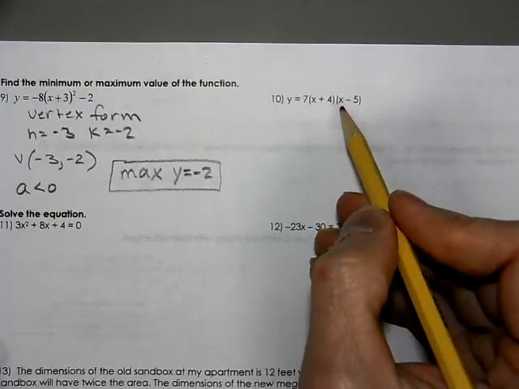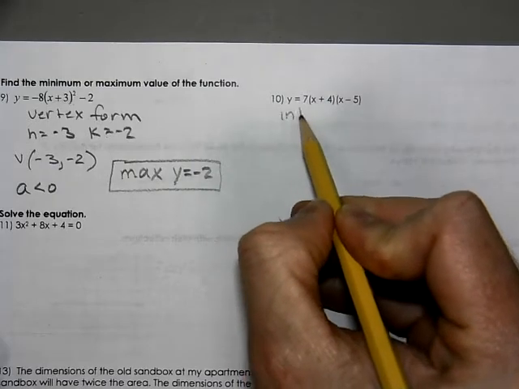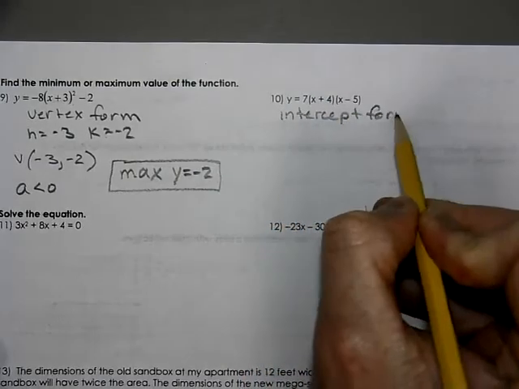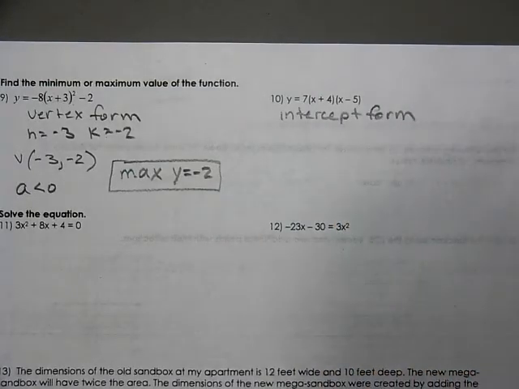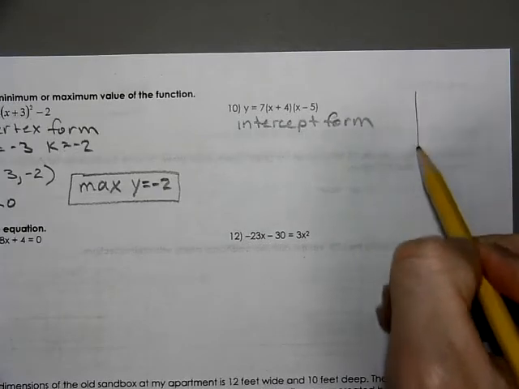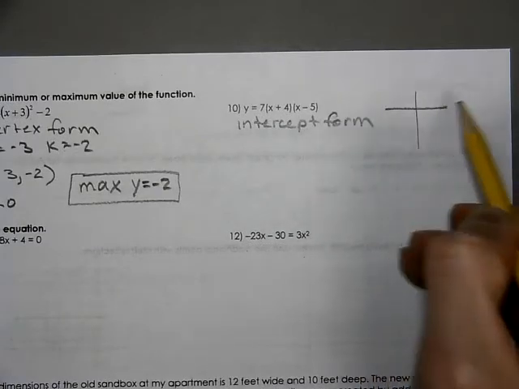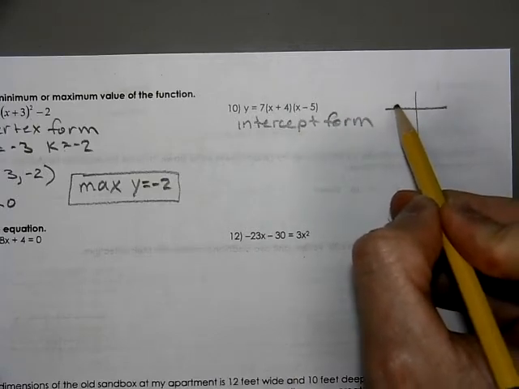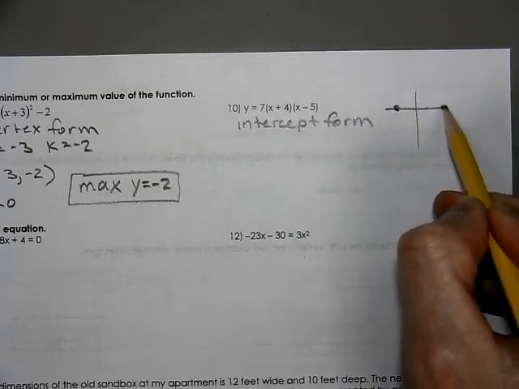Here we have intercept form. This is crossing the x-axis. That's why we call it intercept. It's where the graph touches the x-axis. So thinking about what the graph looks like for this, x-axis, y-axis, you're going to be at -4, you're going to be at +5.